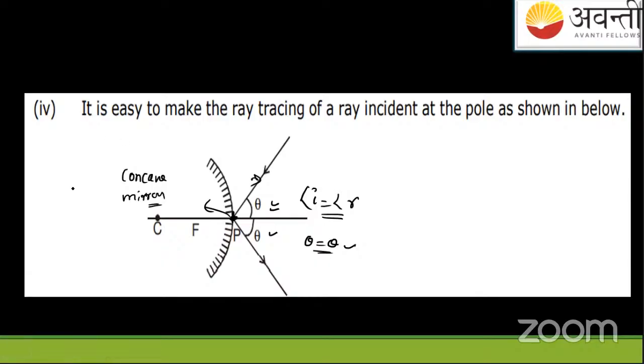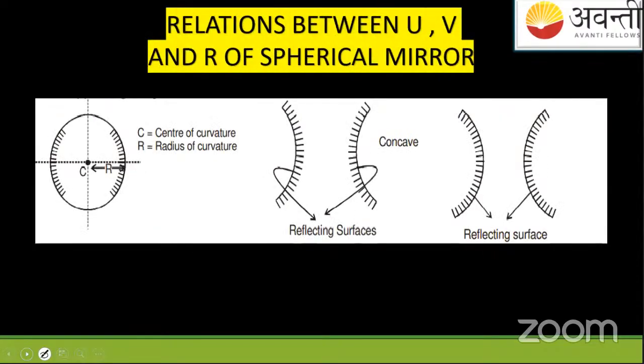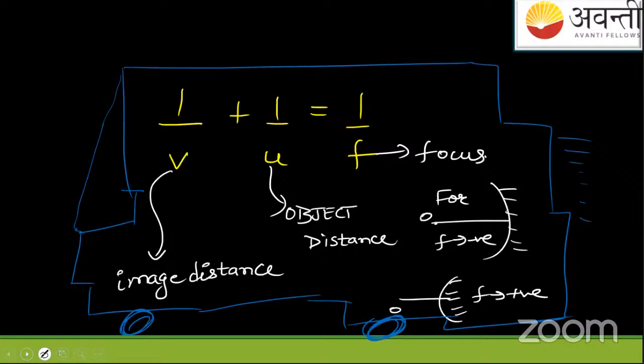If you focus here carefully, we were at this point in the class. And then what? Just wait a second. Yes, now it's okay. So after this, if you see, this was the rules of image formation. Then we have seen a relation between object distance, image distance, and focus. What was that? This was the relation.